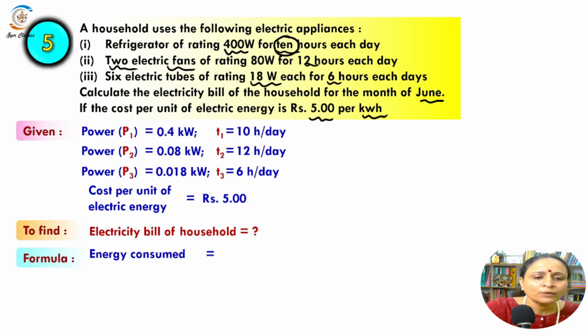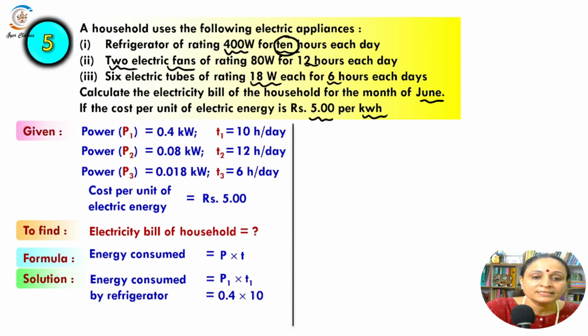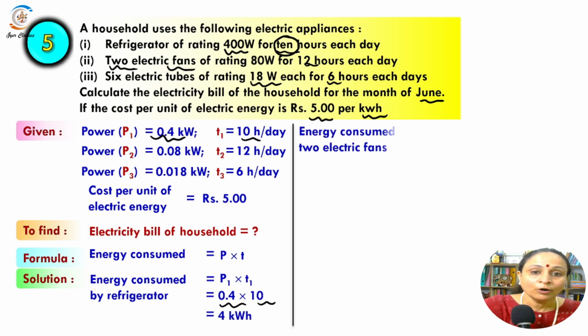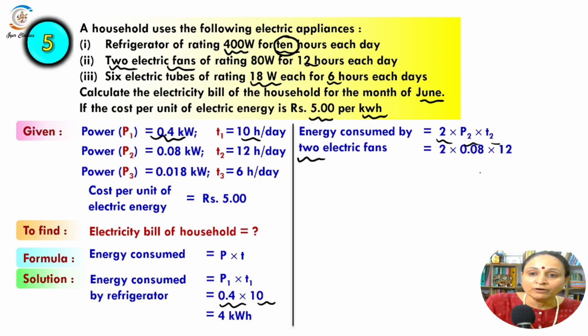So energy consumed is equal to simply power multiplied by time. So we have to write the solution. Energy consumed by the refrigerator is 0.4 into time 10 hours. We did 0.4 into 10, so we got the answer as 4 kilowatt hour. Now how many fans have we got? We have got 2 fans. And how much is the electric energy? It is power into time. The power of each fan is 0.08 kilowatt, and they are used for 12 hours. Calculating it, it is 1.92 kilowatt hours.